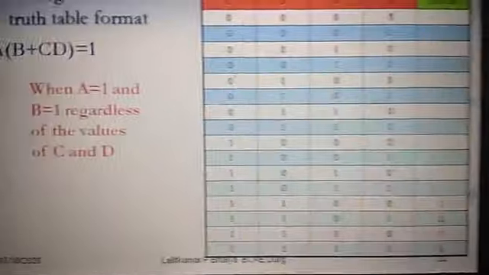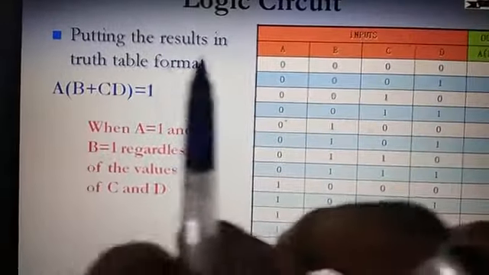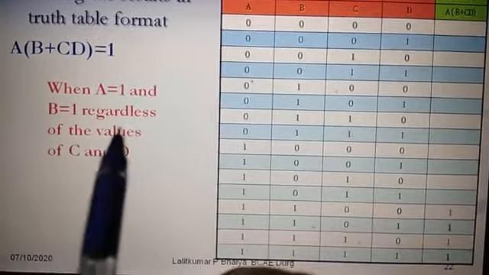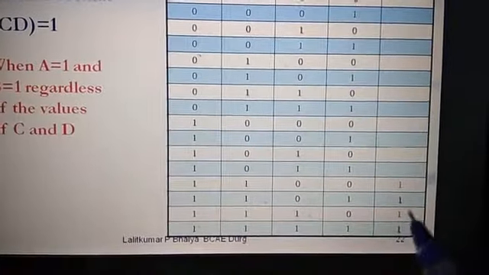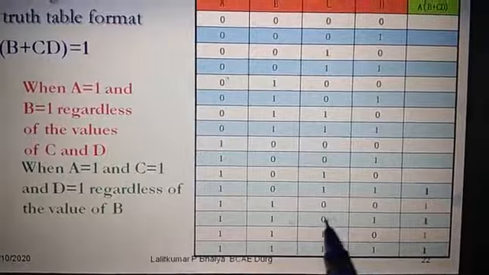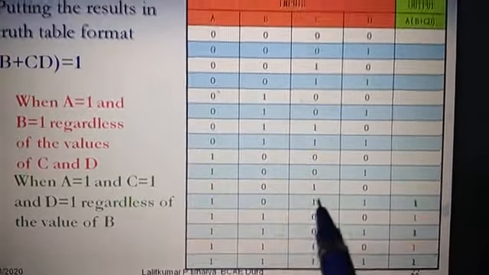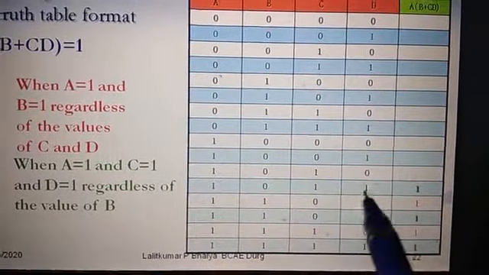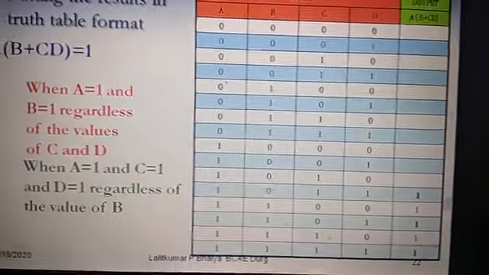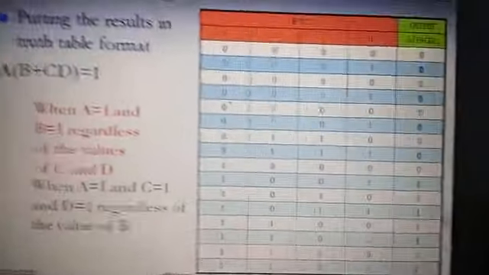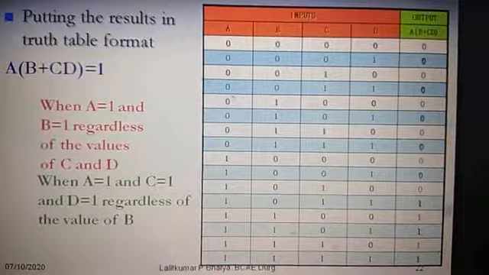You can see I have put the results in the truth table for A plus B plus C D. When A is equal to 1 and B is regardless of the value of C and D, I have already told you this one. And again, regardless of the value of CD, regardless of the value of B, this is 1, this is 1 and this is 1. You can put this one. So this is the combination of 1, and all other remaining will be equal to 0.